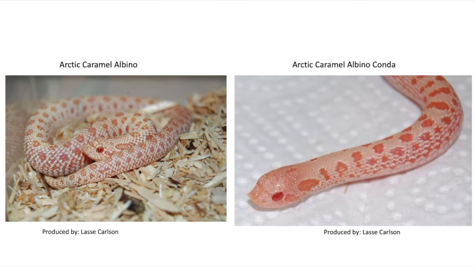And this is what it looks like when you add the Arctic gene. So we have the Arctic caramel albino, and then we have an Arctic caramel albino conda. Really cool combination right there. You can definitely see the influence of the Arctic.